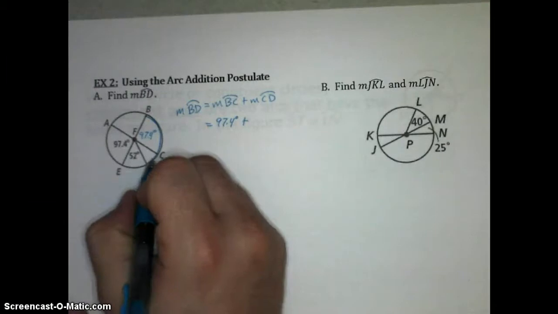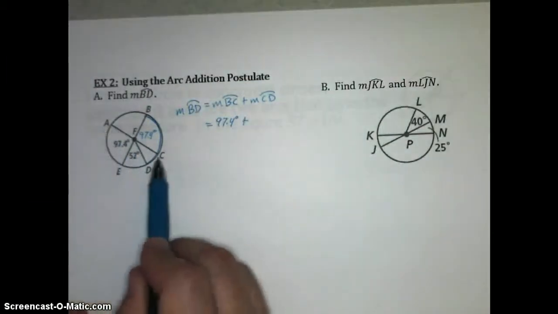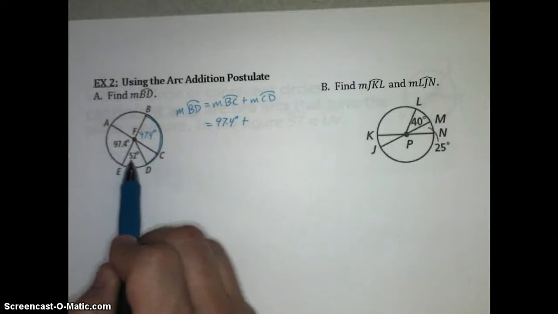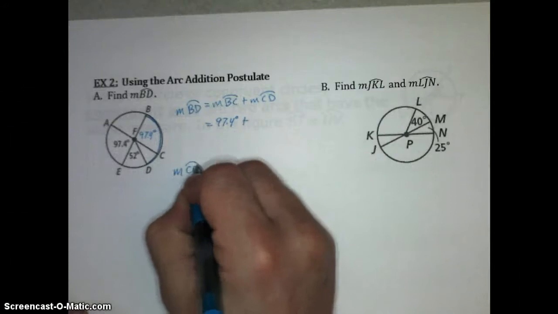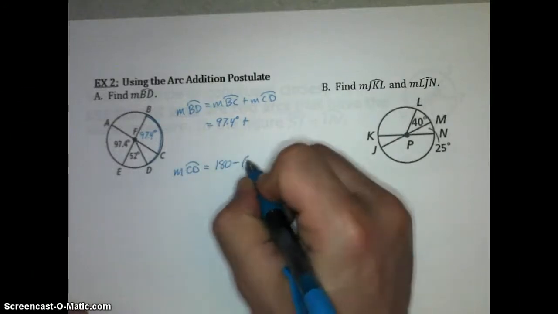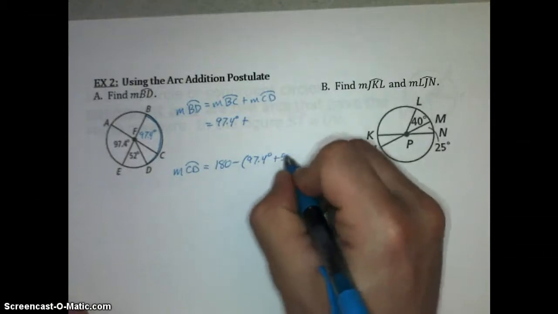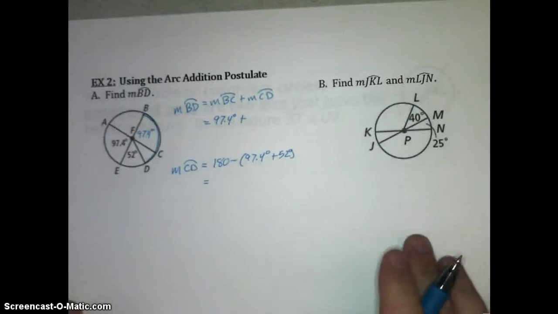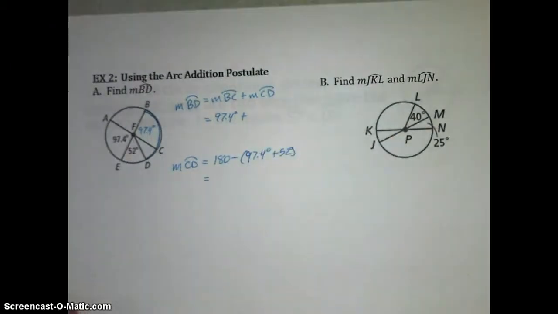In looking at that, you'll notice that arc AEC is a semicircle. So if I were to add 97.4 and 52 and take that away from 180, we would get the measure of arc CD. So why don't you take a moment to go ahead and do that calculation. When you are ready to continue, click play, and we'll see what we get for our final answer.